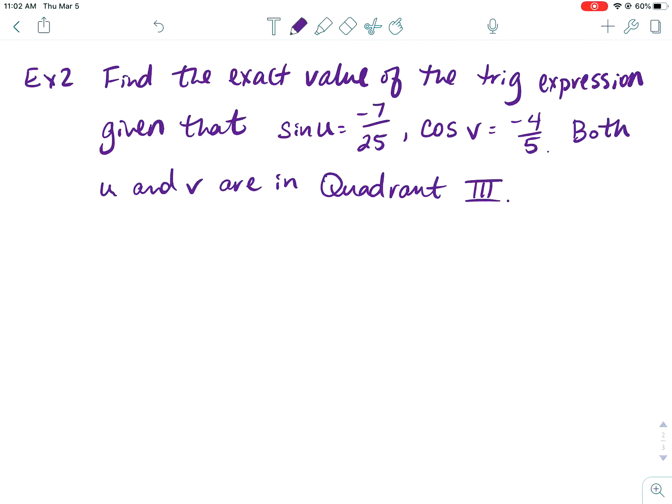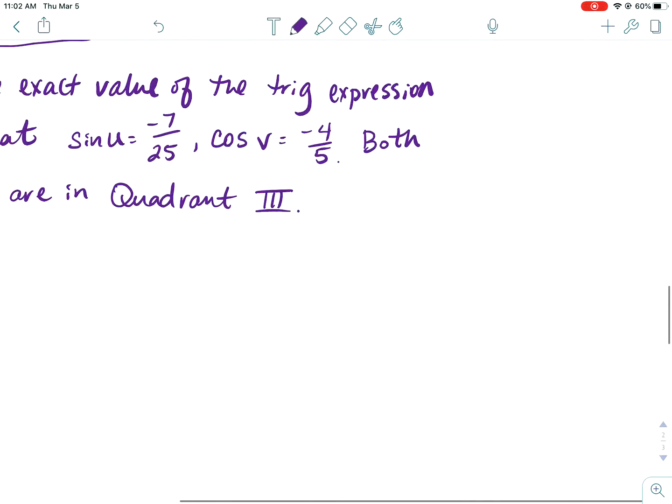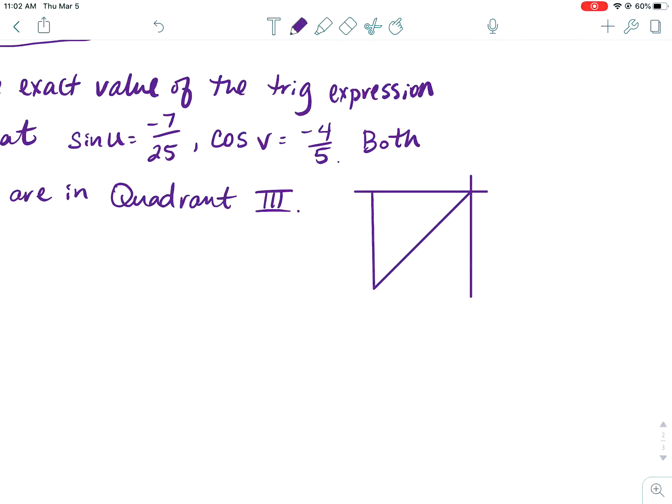And then it's going to tell us what to find. But right now, I'm going to draw both of these triangles. So these are two separate triangles, one triangle for u and one triangle for v. They are both in quadrant 3, so I can do the quadrant 3 for u, and then do a separate quadrant 3 for v.